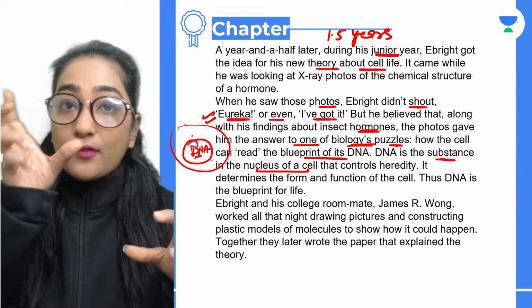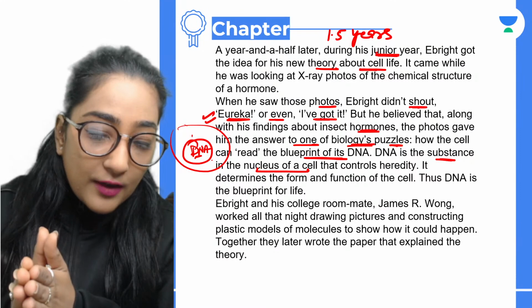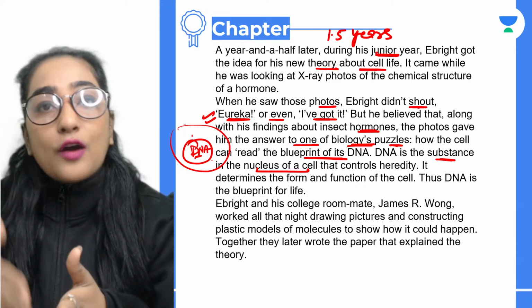Thus DNA का क्या मतलब है? It's a blueprint for life. That means it is actually the very proof of life. Do you get that, everybody? Copies, very good. That is, it's a copy of life. That is how from the cells, the regeneration is taking place and a new life is getting formed. That is what he saw.